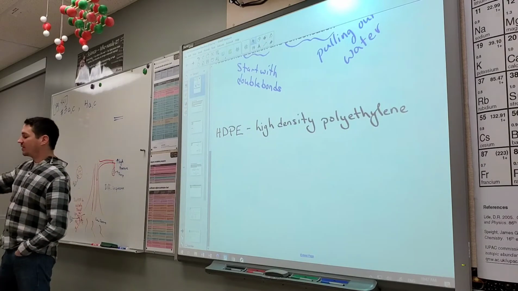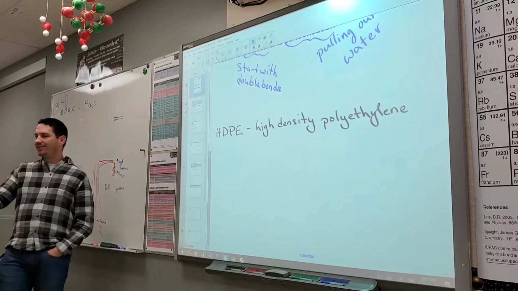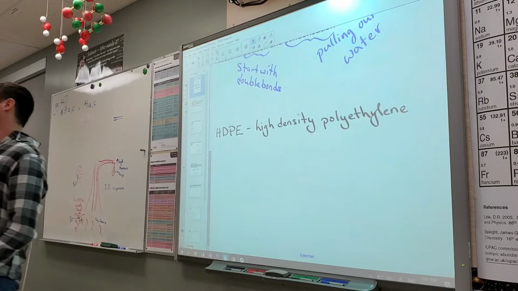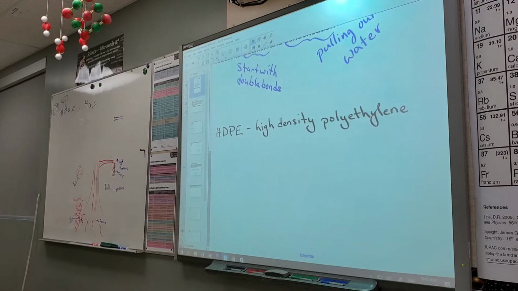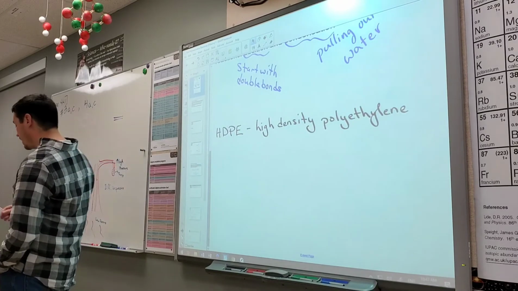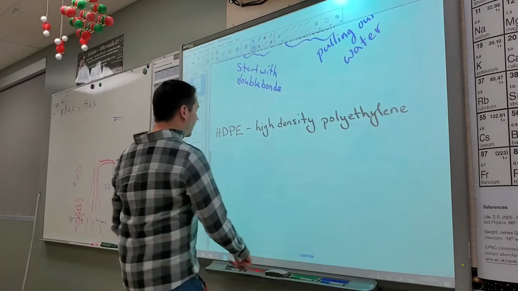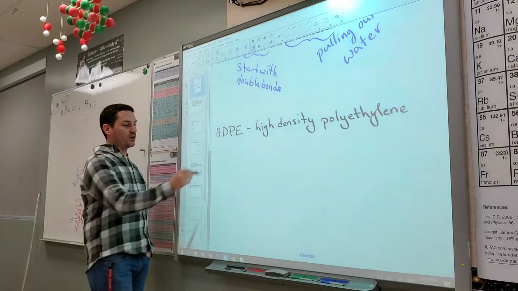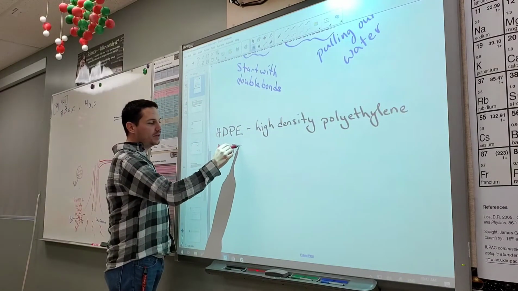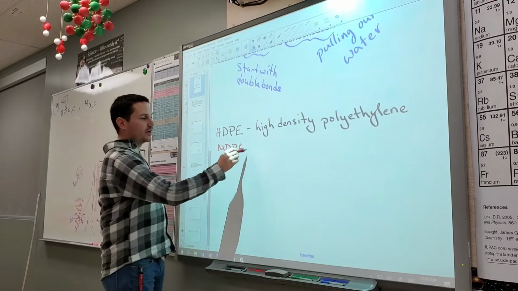The proper name for this, if you were to bring out your periodic table, your data booklet, is not styrofoam. It's called polystyrene. Styrofoam is probably the brand name, kind of like Band-Aid is a brand name as well. So HDPE. There's also MDPE. What do you think MD stands for? Medium density, right?